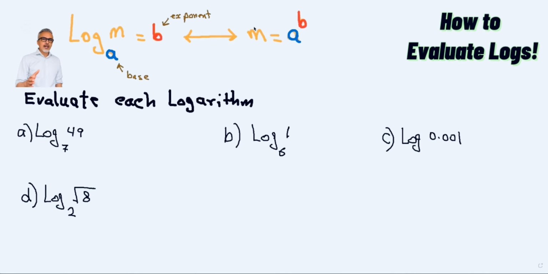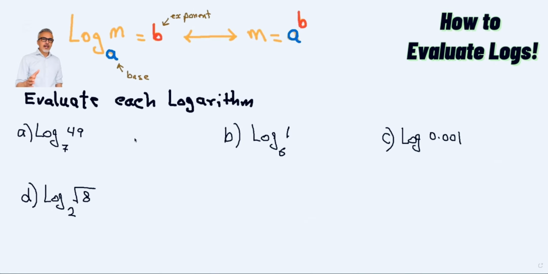The most important thing in logarithms is understanding this right here and how this means this. So log base a of m equals b. We call a the base of the log. If you switch this to exponential form, a becomes the base, b becomes the exponent, and m is what it equals. So basically m equals the base a to the power of b.